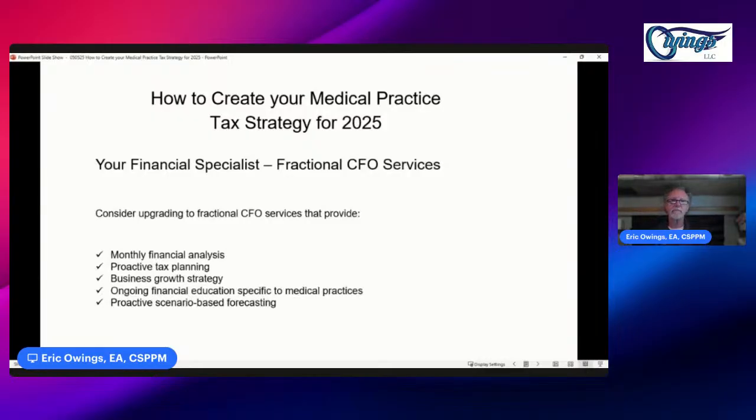So consider upgrading to fractional CFO services. It may be time now, finally, for your practice at a certain amount of gross revenue. It is probably very likely an important step to consider bringing in a specialist and getting the kind of help with this that you should actually be getting from the outside.